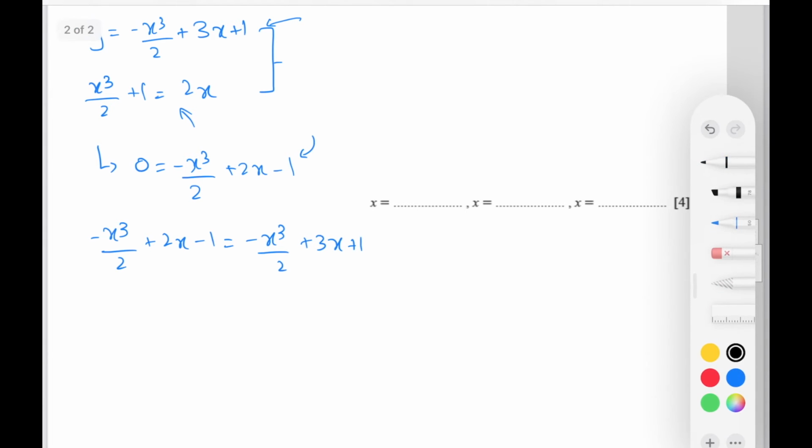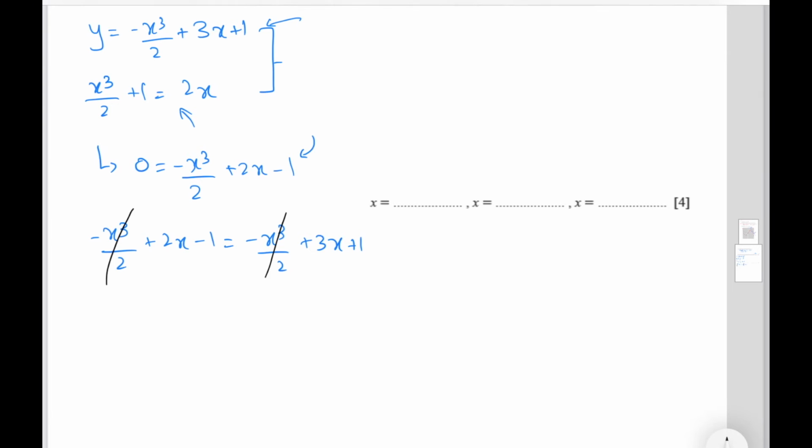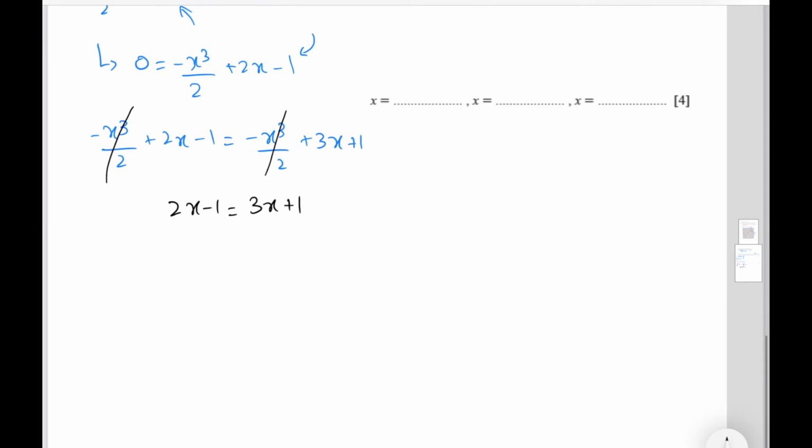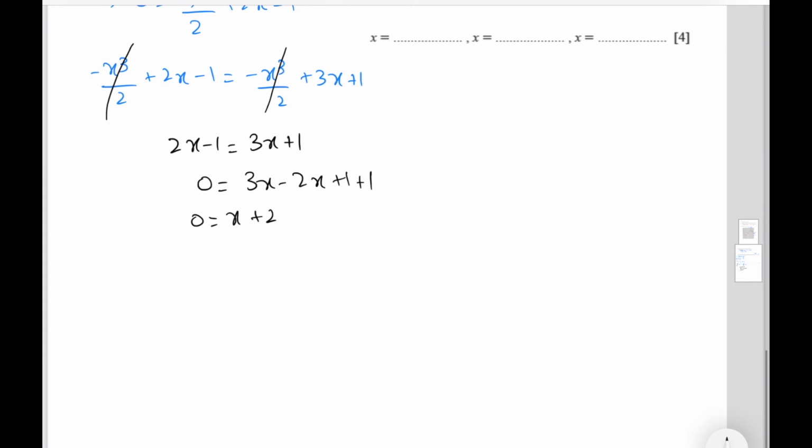Now to make things simple, we eliminate the common terms, so we are left with 2x minus 1 equals 3x plus 1. Since x is on the right side with a bigger value, I take everything to the right side. I'm left with 0 equals 3x minus 2x plus 1, so 0 equals x plus 2. So our new straight line equation is y equals x plus 2.